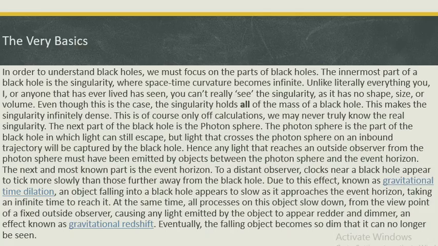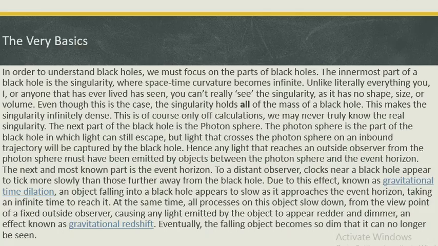The next and most well-known part is the event horizon. To a distant observer, clocks near a black hole appear to tick more slowly than those further away from the black hole. Due to this effect, known as gravitational time dilation, an object falling into a black hole appears to slow as it approaches the event horizon.